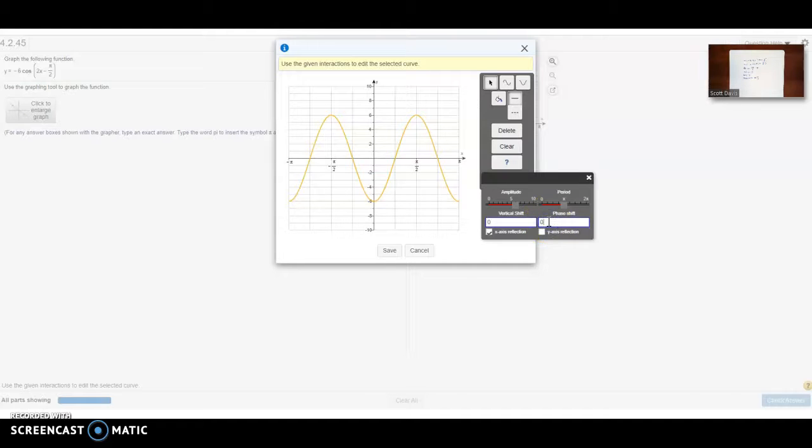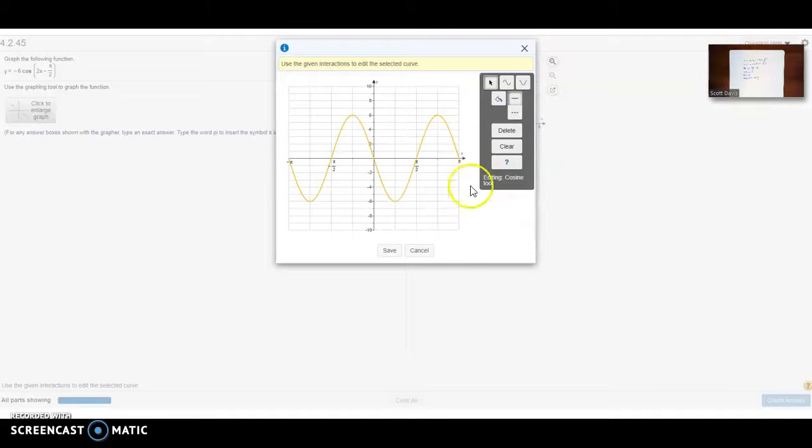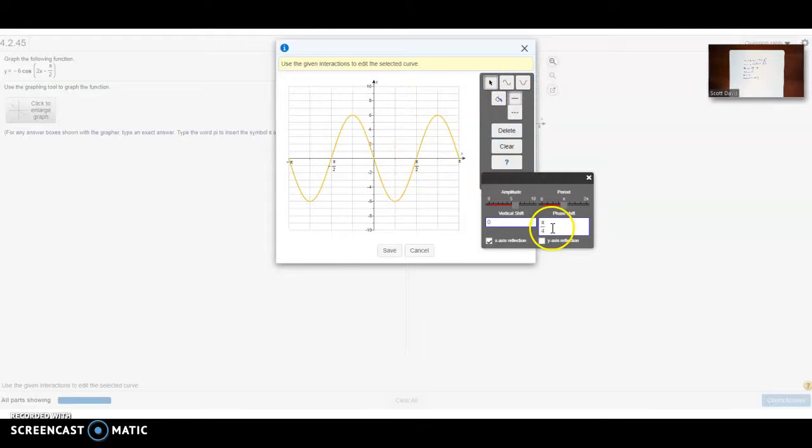There is no pi button that shows up on this one, and it tells you to type the word pi for the symbol. So if I just put pi divided by 4, that was my shift, right? So I was shifting right pi over 4. Apparently I did it. It shifted right pi over 4 because I left it as a positive pi over 4. And we're reflecting it, we have an amplitude, and the period is pi.